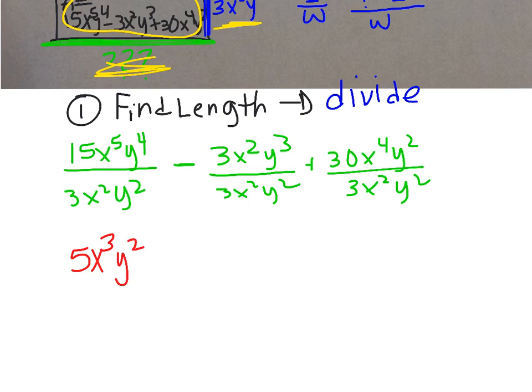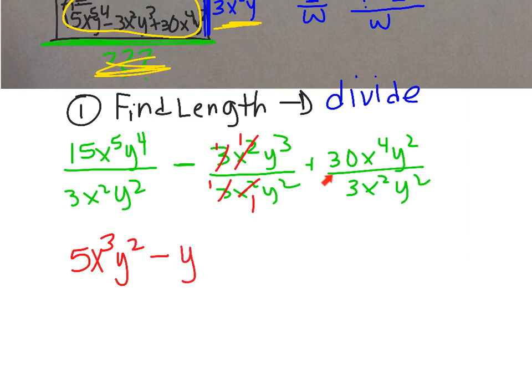Okay, moving on. We have here 3 divided by 3. Remember, anything divided by itself reduces to 1. And x to the 2nd divided by x to the 2nd. Again, that reduces to 1. And then we have y to the 3rd and y to the 2nd. That does not reduce to 1. I can divide that and get y to the 1st. Okay, so that's minus y to the 1st, which is just y.